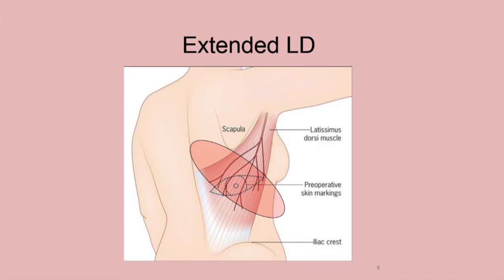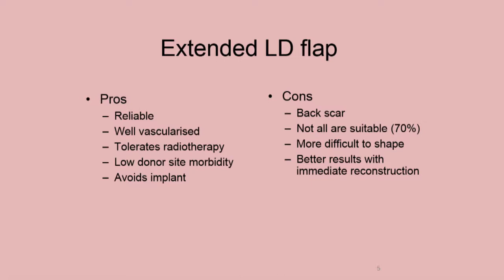But this way you can actually get a very large volume of tissue. The advantage of it is it's incredibly reliable and it is well vascularized. It's very, very uncommon for it to fail. Because it has good vascularity, it tolerates radiotherapy very well, and there's going to be a talk a little bit later on the effect of radiotherapy on breast reconstruction.